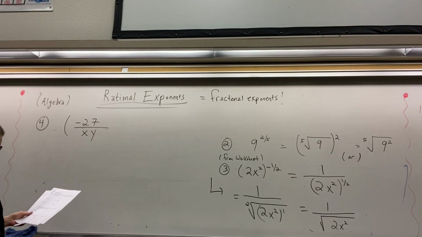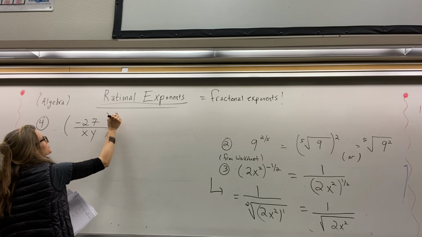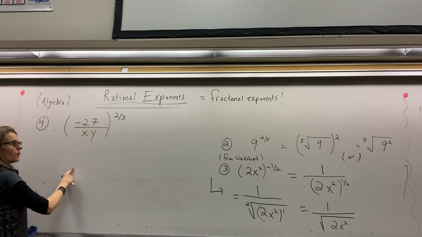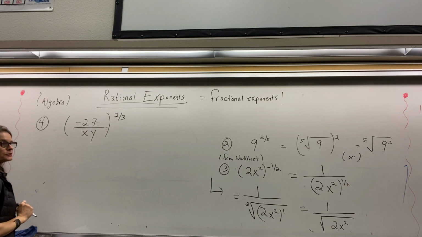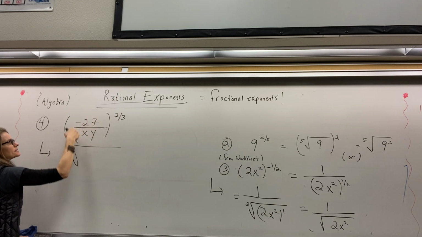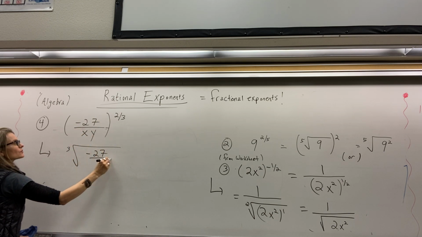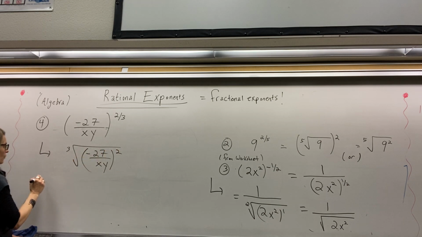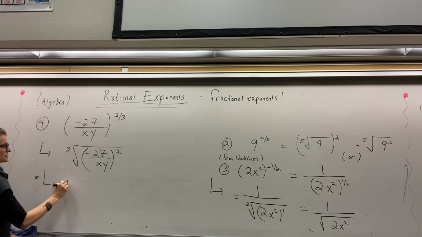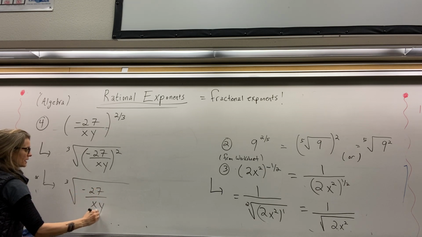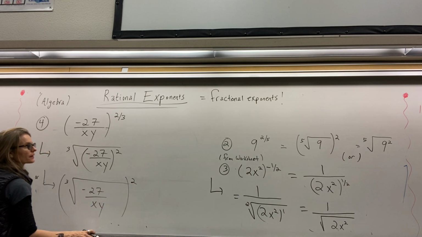I'm going to add a few steps onto this, and let's say this is to the 2/3 power. So we have a fraction here, and the exponent is applied to this entire quantity. So this is basically the cube root of this entire quantity, negative 27 over xy, all to the second power. So I can do it this way first, or I could say this is the cube root of negative 27 over xy, quantity squared. There you go.